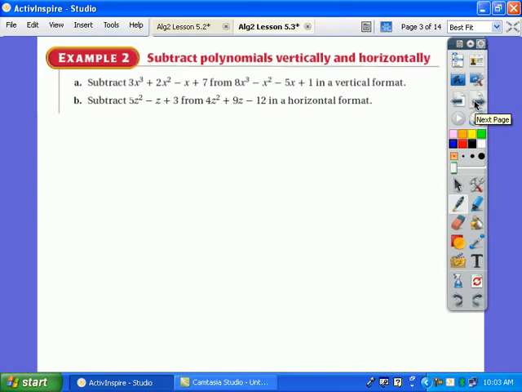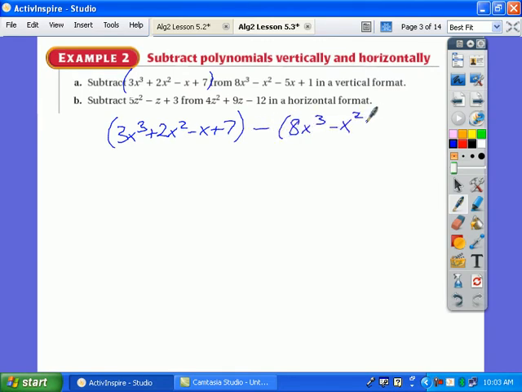We're going to subtract, and again, I'm just going to do part A. So we have 3x cubed plus 2x squared minus x plus 7, and then minus 8x cubed minus x squared minus 5x plus 1. Now, subtraction is a little more difficult. The key in subtraction is that we are subtracting this entire polynomial, and so probably the best way to think through this is to rewrite it.